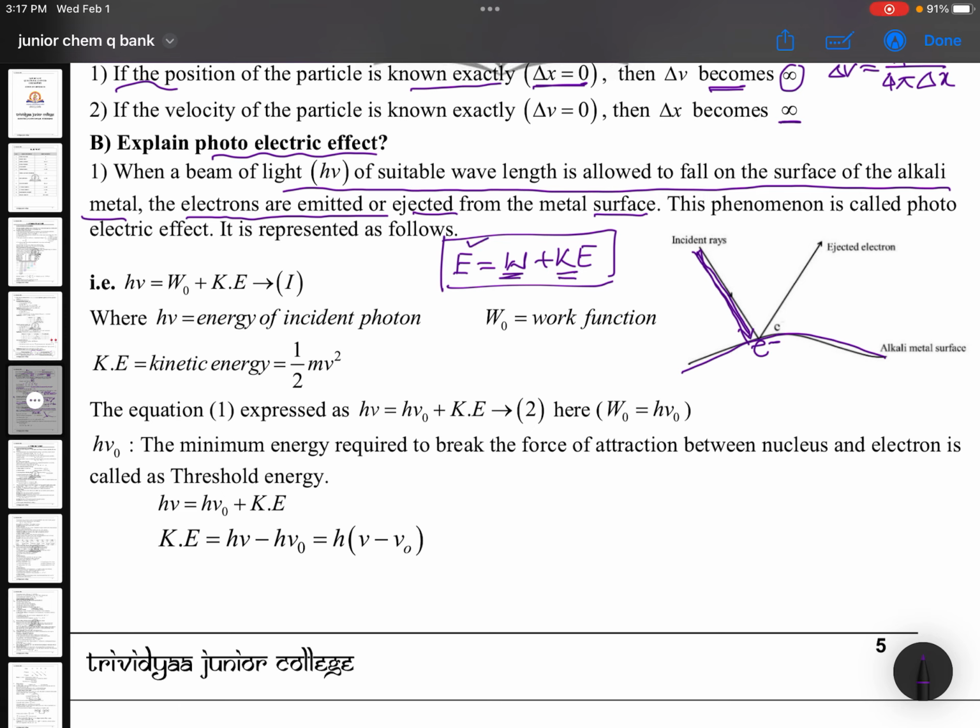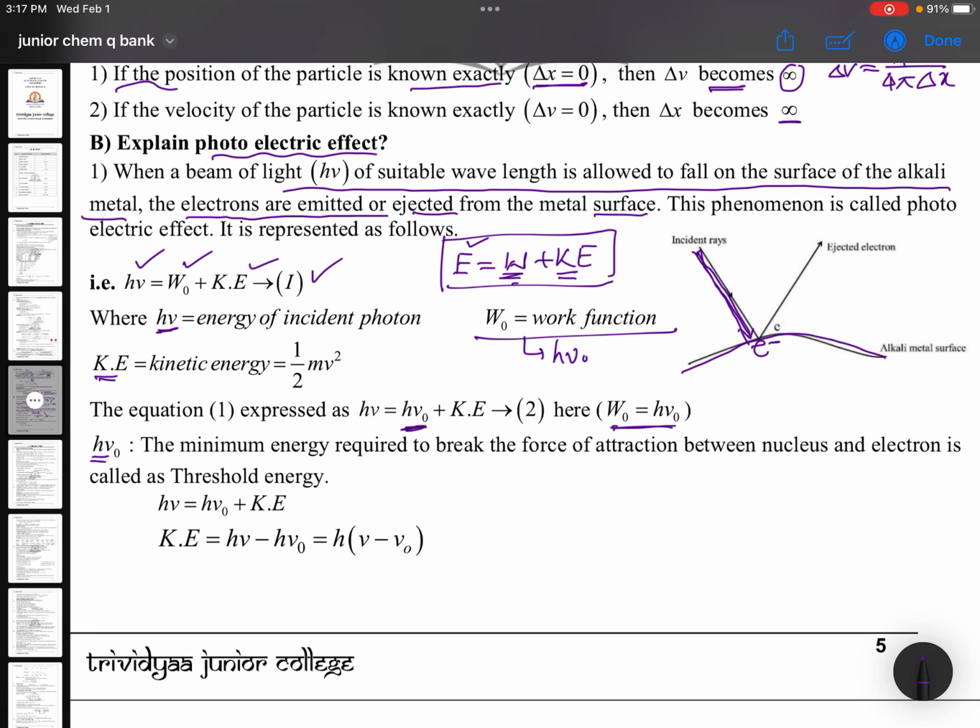This E is given as h nu, this W is given as W naught, work function, and K is kinetic energy. W naught is work function, h nu is energy of the incident photon, and K is kinetic energy, that is half mv square. Equation 1, this one, is expressed as h nu is equal to h nu naught plus K. Now in place of this W, you are writing here h nu naught, and mentioned here the minimum energy.